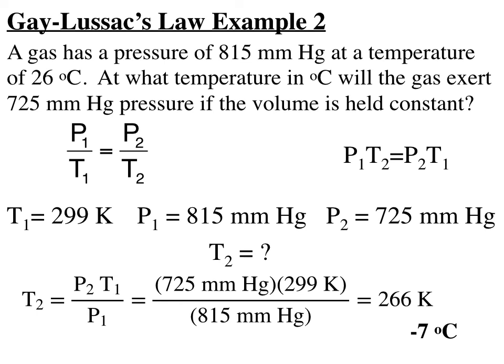Again, I start with my Gay-Lussac's law. Again, if I had fixed temperature, pressure, volume, and amount, I'd just go with the ideal gas formula. When I have changing amounts, I use the 1, 2, 1, 2 formulas. I have my temperature changed to Kelvin for my T1. I have my two pressures. I'm going to solve for T2. When I do so, I get 266 Kelvin.